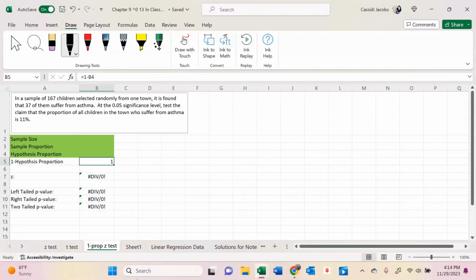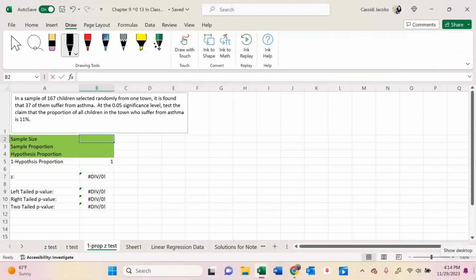The last type is the one prop z-test. So this is when you're dealing with a proportion. So in a sample of 167 children selected randomly from one town, it is found that 37 of them suffer from asthma. At the 0.05 significance level, test the claim that the proportion of all children in the town who suffer from asthma is 11%.